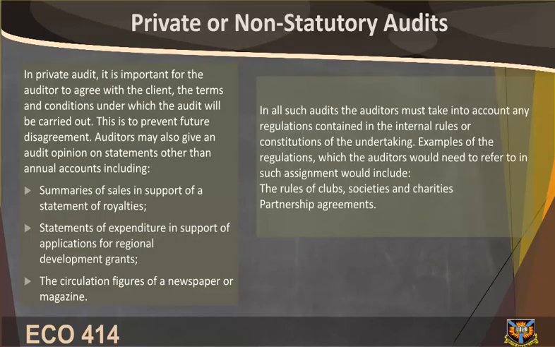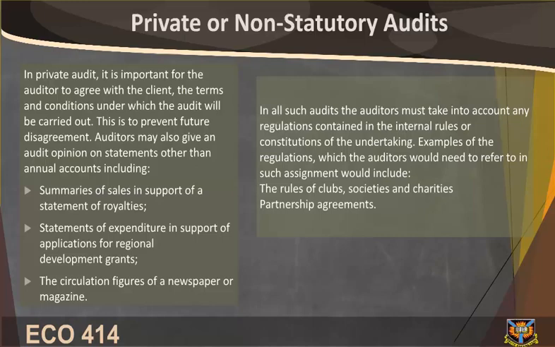Private or non-statutory audits. In private audit, it is important for the auditor to agree with the client the terms and conditions under which the audit will be carried out. This is to prevent future disagreements. Auditors may also give an audit opinion on statements other than the annual accounts, including summaries of sales in support of a statement of royalties, statements of expenditure in support of application for regional development grants, the circulation figures of a newspaper or magazine. In all such audits, the auditors must take into account any regulations contained in the internal rules or constitutions of the undertaking.